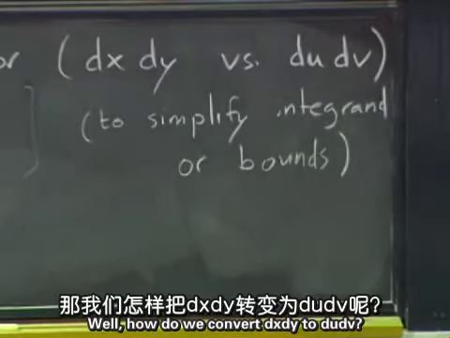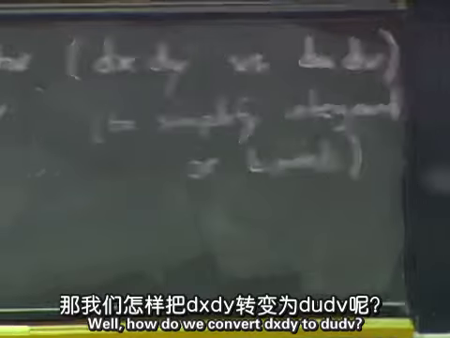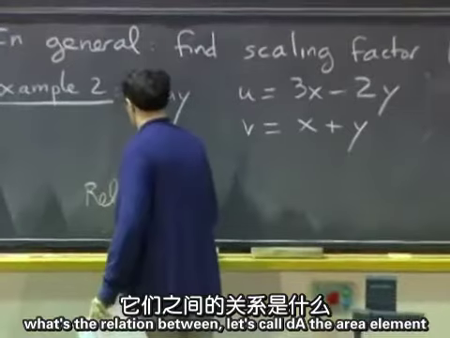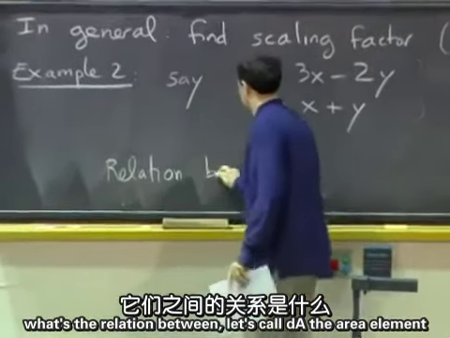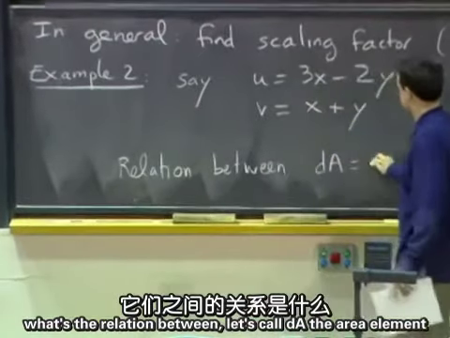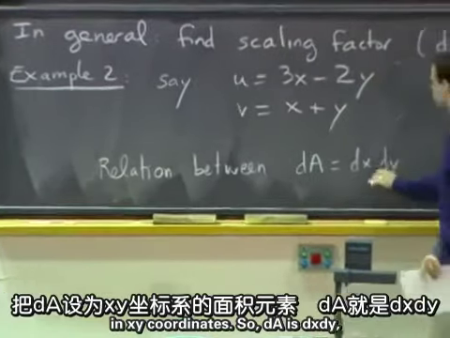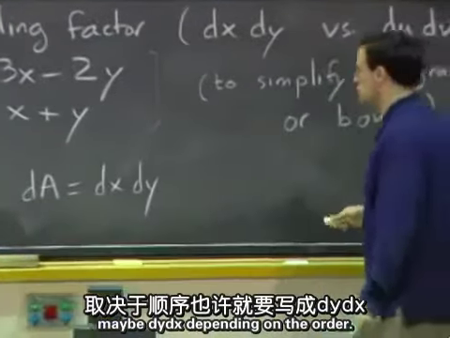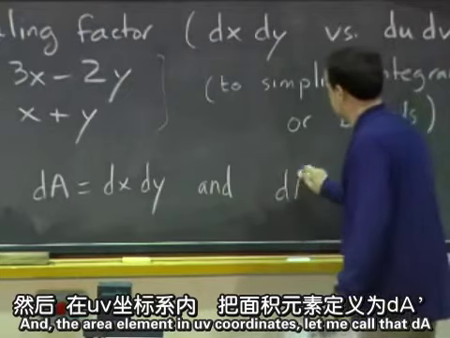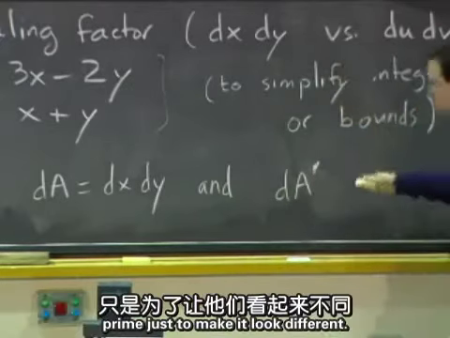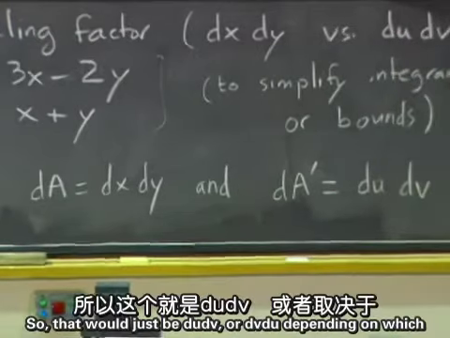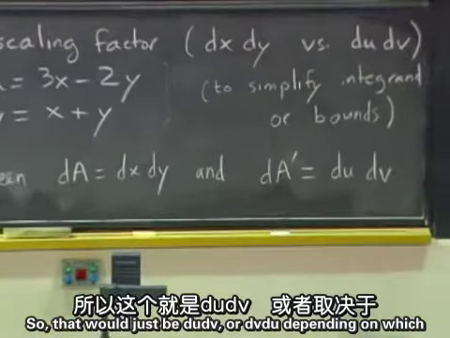Well, how do we convert dx dy to du dv? So we want to understand what's the relation between, let's call dA the area element in xy coordinates. So dA is dx dy, or maybe dy dx, depending on the order. And the area element in uv coordinates, let me call that dA prime, just to make it look different. So that would just be du dv or dv du, depending on which order I will want to set it up in.